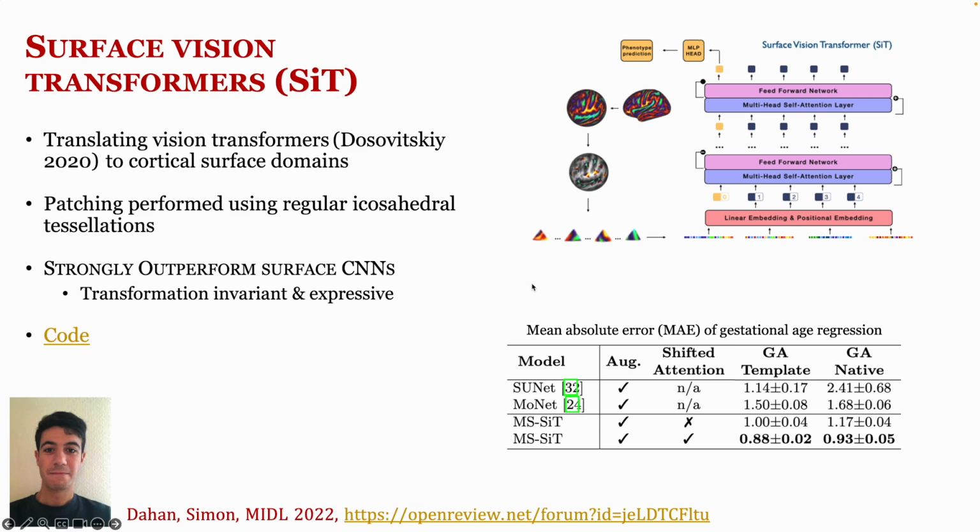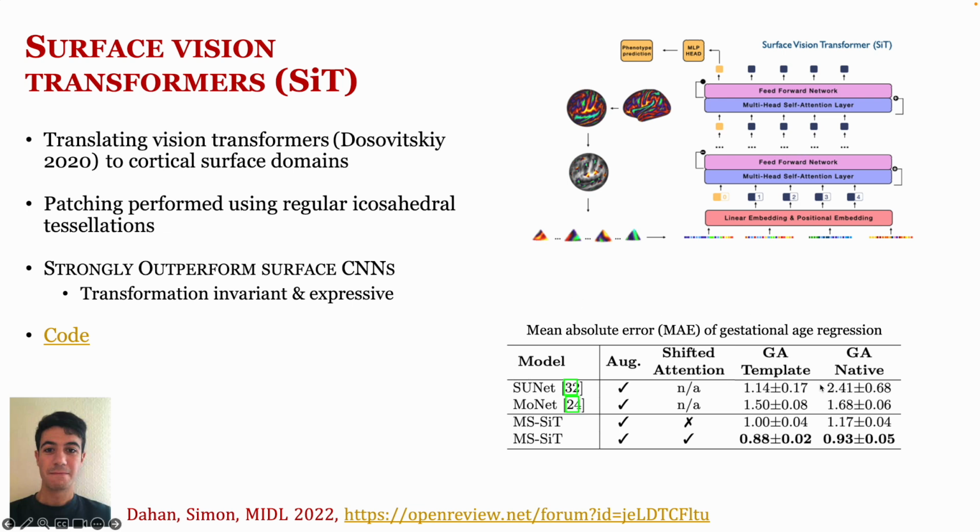So in this example shown here by my former PhD student Simon Dahan, this was initially benchmarked on the task of brain age regression from neonatal cortical MRI data. The idea was that we needed to predict how old a baby was from their cortical morphology, and we benchmarked it against surface CNN approaches. So this is spherical UNet, this is MoNet, and what you find in these early results is that surface transformers significantly outperform them, particularly for cases where we haven't previously run image registration to optimally align, or overlap, the shape of individuals' cortical morphology.